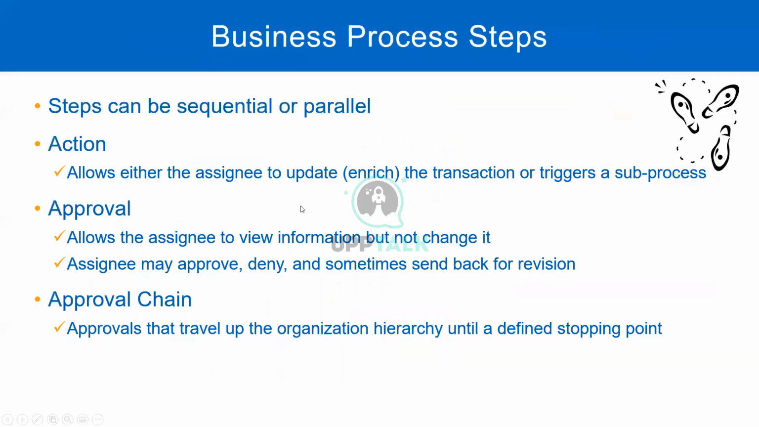So steps can be designed to be in sequence or in parallel. Now, the first type of step that we will talk about is an action step. An action step allows either the assignee to update the transaction or it can trigger a sub-process.